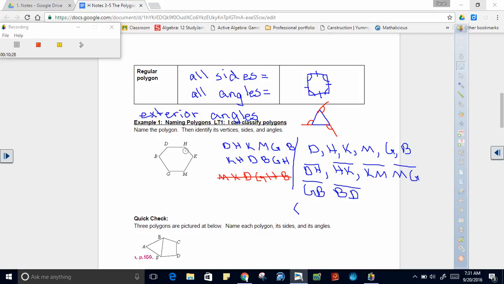Angle H would be right there. Angle K would be right there. So angle D, angle H, angle K, angle M, angle G, and finally angle B. Kind of monotonous, but there you go. Okay?